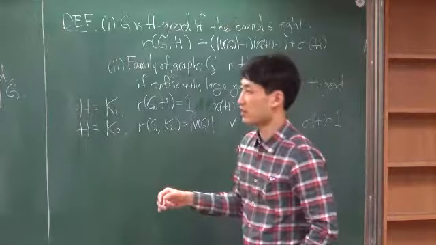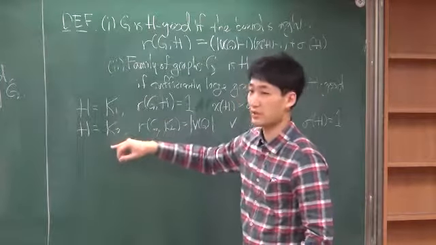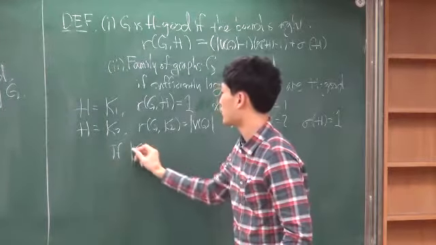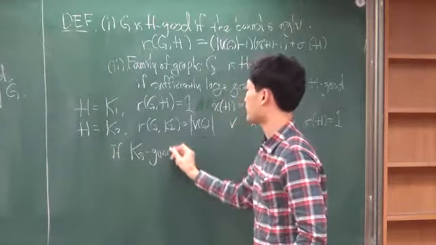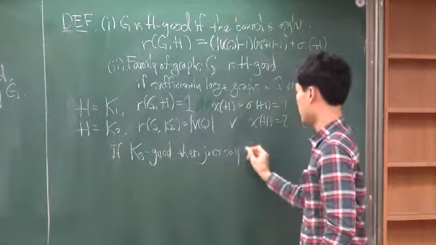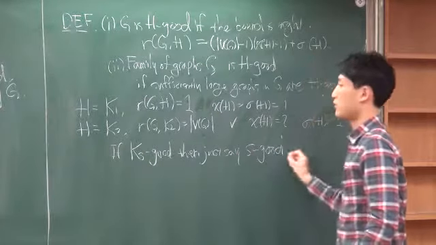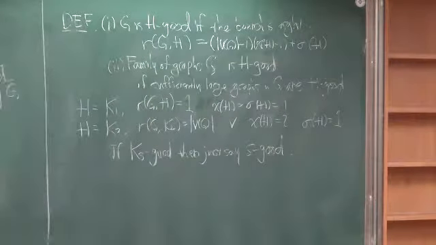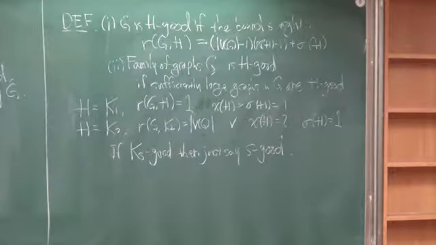And so the most interesting cases are when H are complete graphs. So for convenience, we say if it's K_S good for some number S, then we just say S good. Because that is what we're going to study today: in which cases a seemingly weak bound is actually tight.